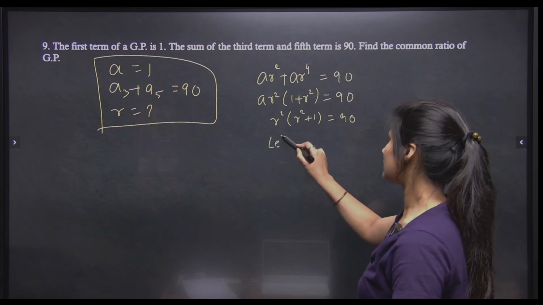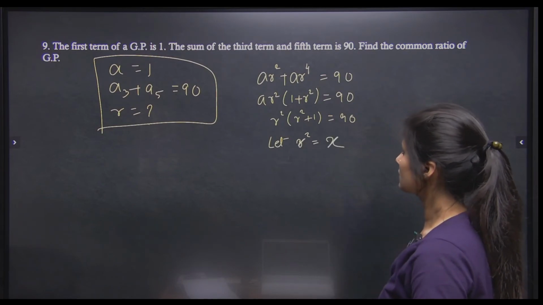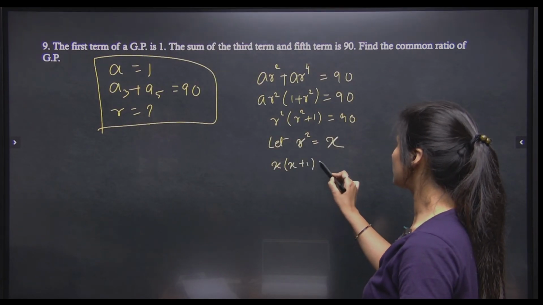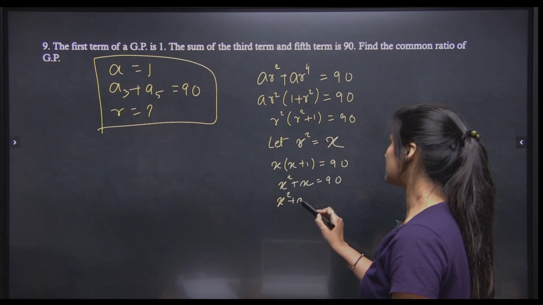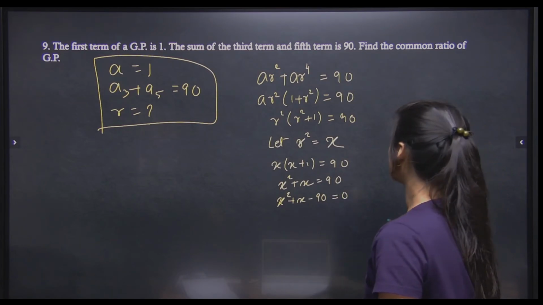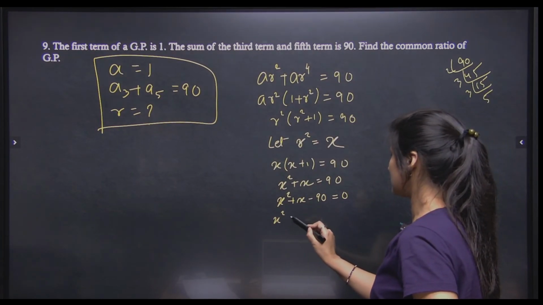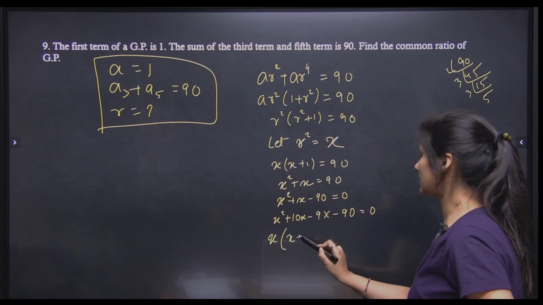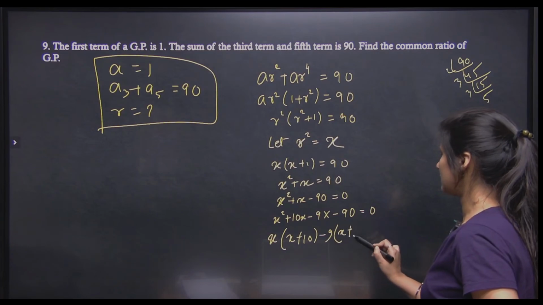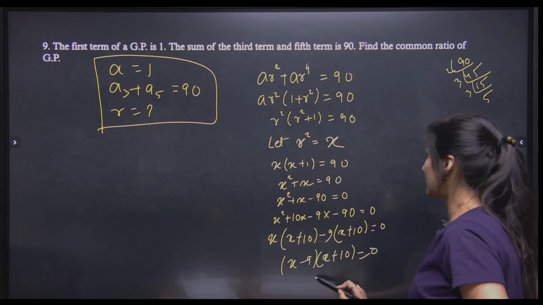Let's suppose I am assuming R^2 as x. So it is x into x + 1 is equal to 90. So it is x^2 + x is equal to 90, or we can say x^2 + x - 90 = 0. On factorizing, 10 and 9, so it is x^2 + 10x - 9x - 90. It will give x(x + 10) - 9(x + 10). So it is (x - 9)(x + 10). So x is nothing but 9.